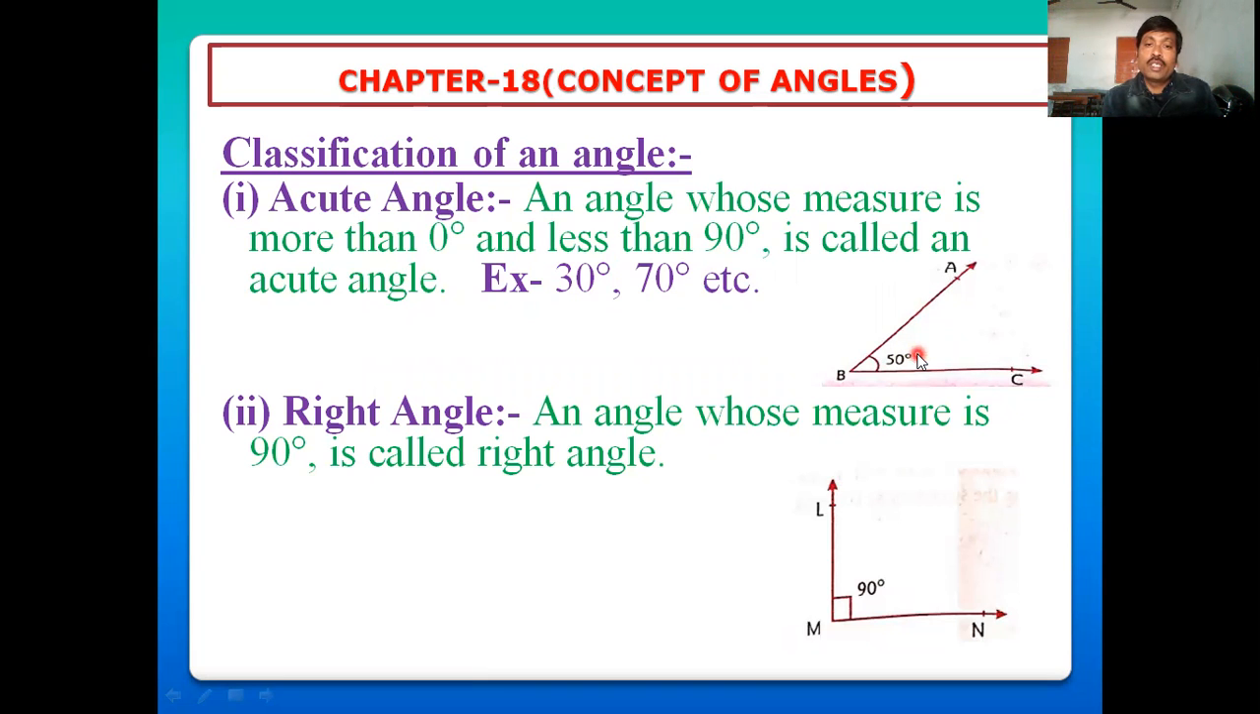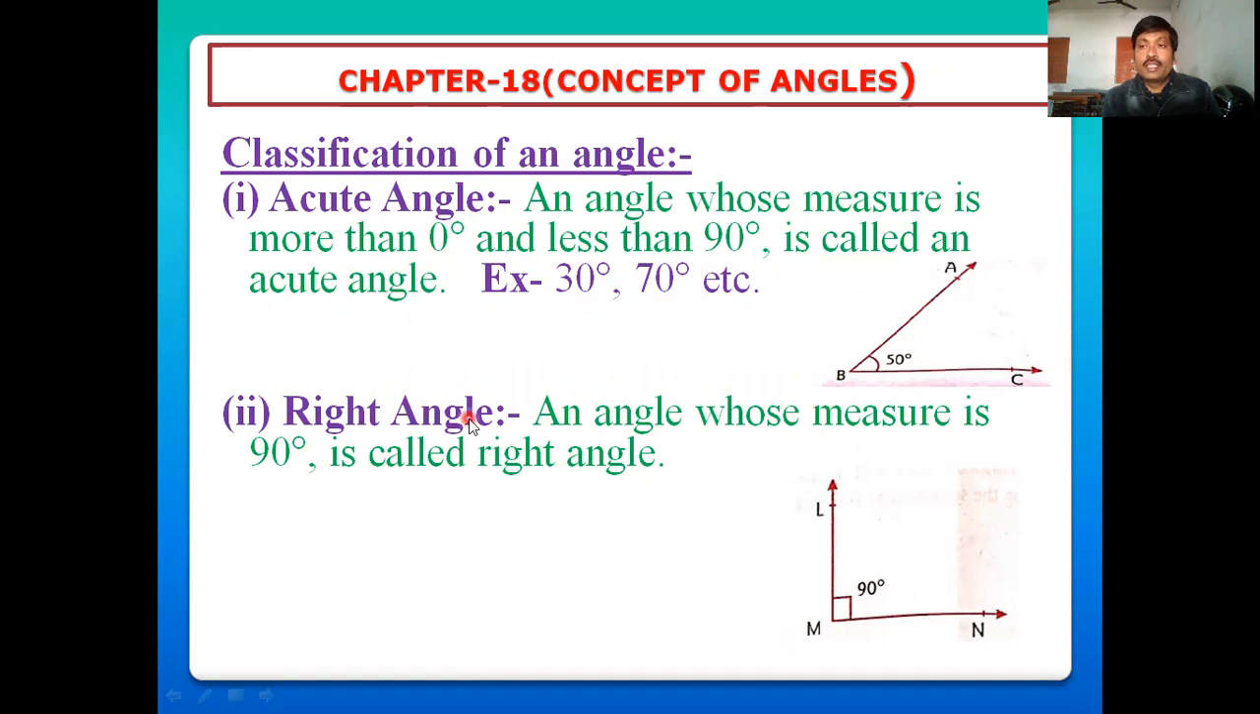Why is it called an acute angle? Because it lies between 0 degrees and 90 degrees. This angle is greater than 0 degrees and less than 90 degrees. So these are some examples. 30 degrees is also an acute angle.